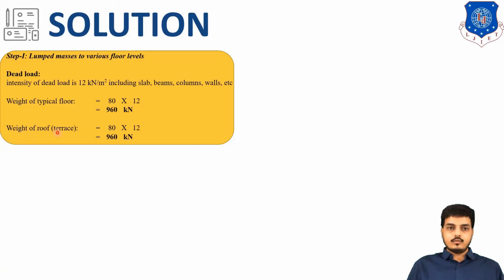Similarly, we will find it for the roof also. The roof area is also the same, 80. Obviously the two have the same area, so the roof will have the same area of 80. Why have we separated it here? In the very next step, you will get to know. So for the floors the dead load is 960 kilonewton, and for the roof it is also 960 kilonewton.